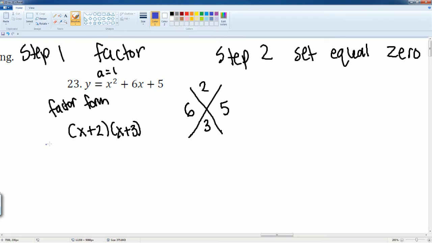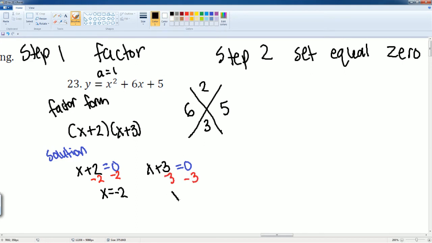Now we want to find a solution. So we set the factors equal to 0. x plus 2 is going to be equal to 0, and then we set x plus 3 also equal to 0. We solve for x. For x plus 2, we subtract 2 from both sides, leaving you with x is equal to negative 2. Then you subtract 3 from both sides, and it gets you x is equal to negative 3.